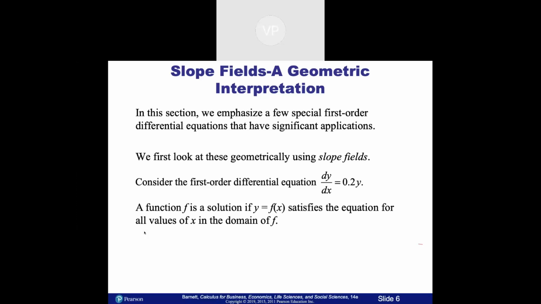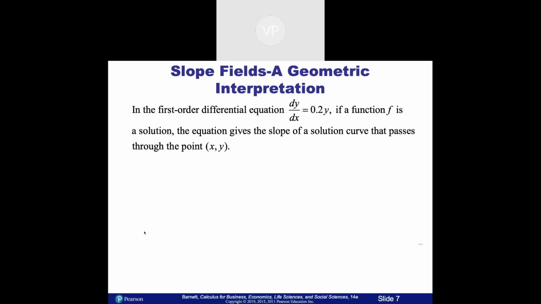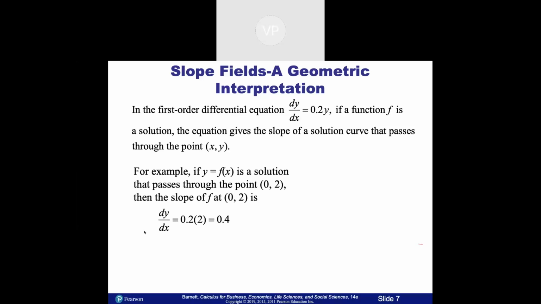So you read this next statement. It's a solution if it satisfies an equation for all values of x in the domain. Okay, so that's kind of something you already knew, but let's get to the actual problem here. All right, so they're just kind of defining some things right here. We have a first order differential equation, dy/dx equals 0.2y. All right, so if in that differential equation a function is a solution, then the equation gives the slope of a solution curve that passes through the point (x, y). It's kind of a weird one, but it's similar to what we did just now.